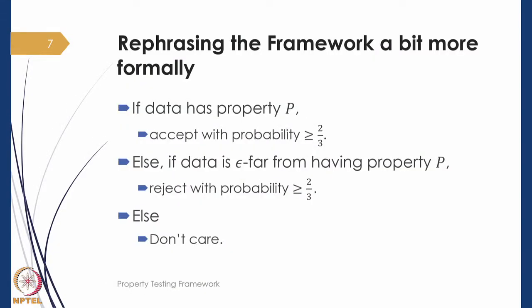Now that we have defined the notion of being epsilon far from having a property P, let's rephrase the property testing framework a little bit more formally. If the data has property P, then we would like our property testing algorithm to accept with probability at least 2/3. Otherwise, if the data is epsilon far from having the property P, then we would want our algorithm to reject with probability at least 2/3. Otherwise, we don't care. And of course, all this has to be done with as few queries as possible.